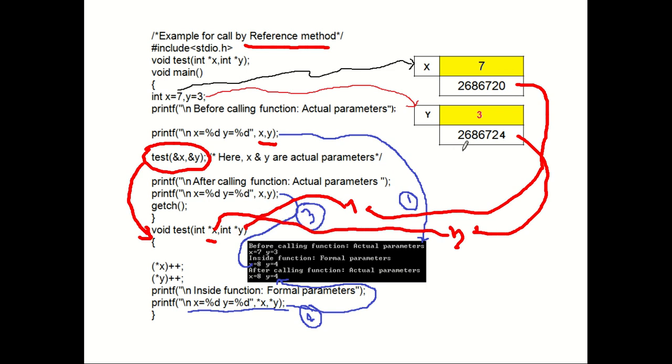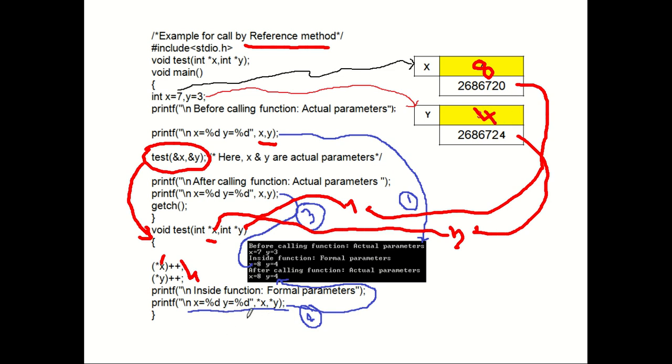See, here another copy is not made. Instead, the content of the address is accessed and those contents are modified. Star x means value at address. The value at address is 7. 7 plus plus, this becomes 8. Star y means value at address. What is the value at this address? 3. That is modified, and this became 4. After that, what are we doing?